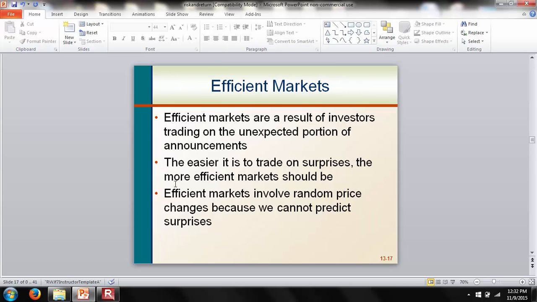Okay? Now in finance, one of the things we assume here is that markets are efficient. So what is meant by an efficient market is that basically we say that the stock prices reflect all public information. So there we are talking about a semi-strong form efficiency. Okay? So basically what we say is that efficient markets involve random price changes because we cannot predict surprises. Okay?